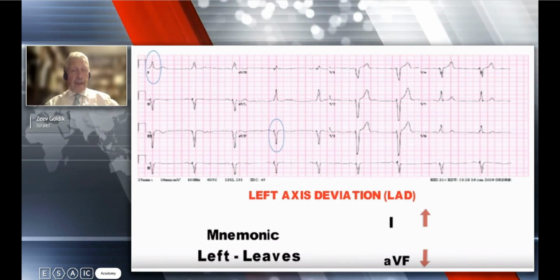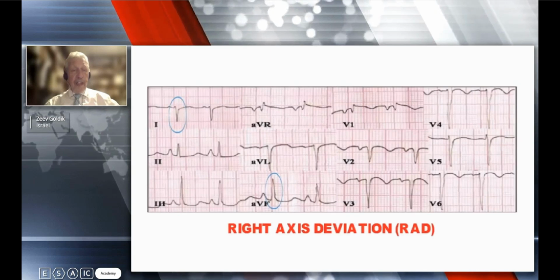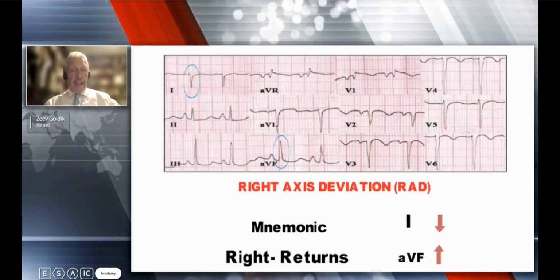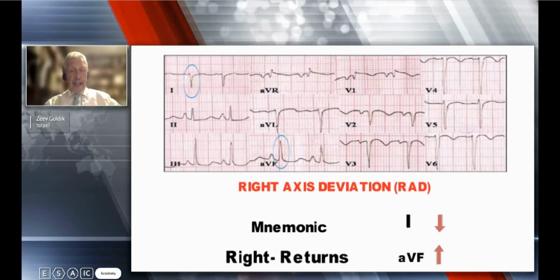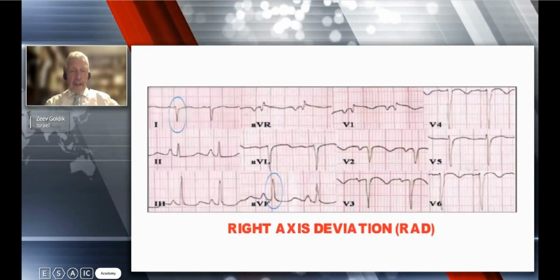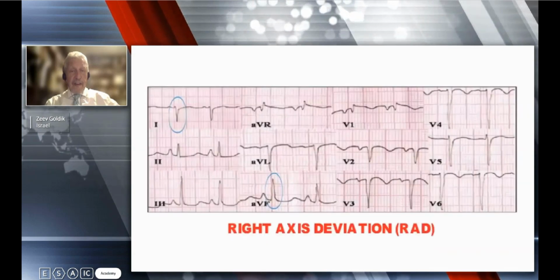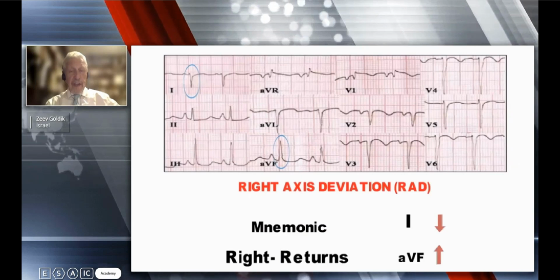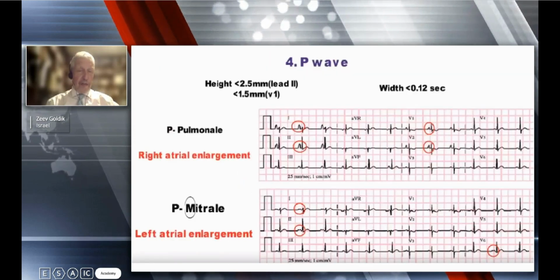Left leaves. On the contrary, if they are going, 1 and AVF, each towards the other, then right returns, and that means that this is a right axis deviation. Left leaves and right returns, right axis deviation. You look at 1 and AVF and you will know whether this is a normal axis or it has a deviation to the left or the right.